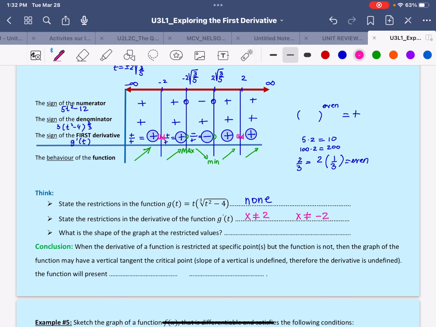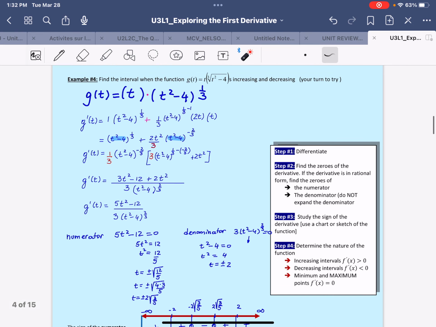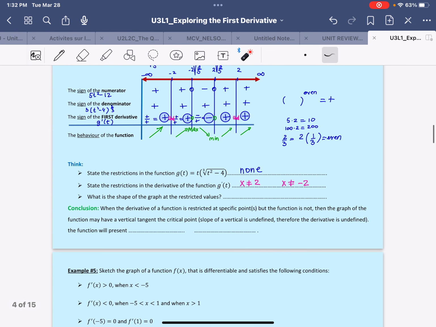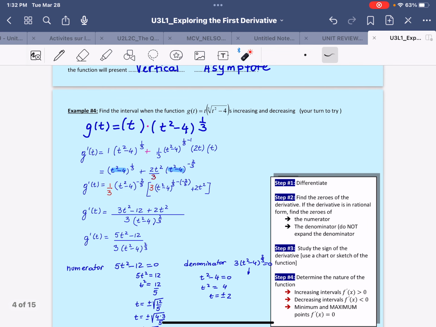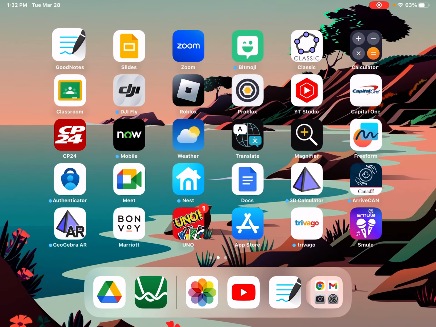Now the question is, how does that affect the shape of the graph? What happens to the graph of the function? What does it mean that the function is continuous, but there is no derivative for it? So let's take a look at the graph of this function. And we're going to draw the graph of t times the third root of t squared minus 4.